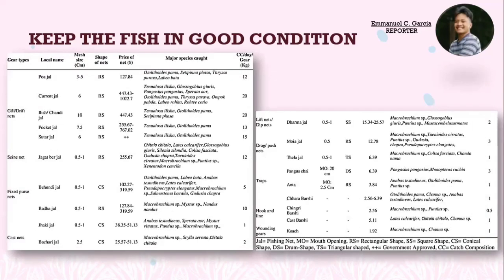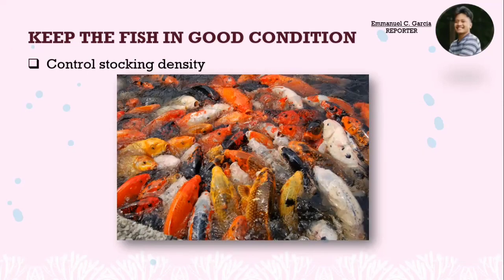The next is to keep different sizes or sexes separate if necessary to control the fighting. Wounds can become inflamed, leading to disease problems. So here is the example of controlling the stocking density.